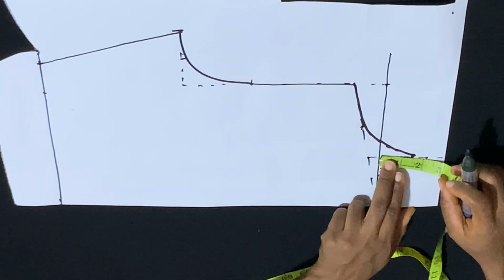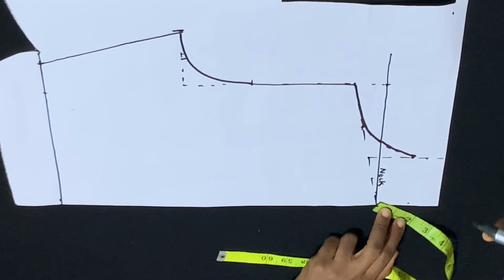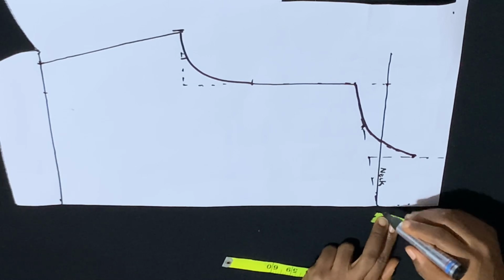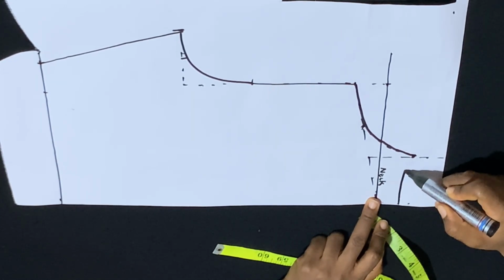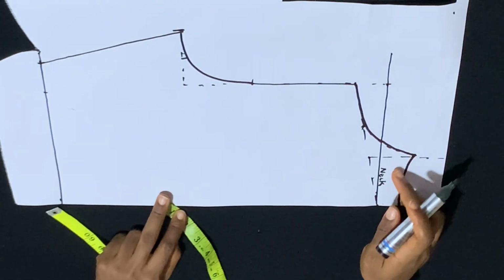So I have 1.5 inches here. I have 1.5 inches here. So I'm going to come down by ½ inch here. So that means I have 1 inch here, ½ inch here, and create a curve. So this is the built up neckline.